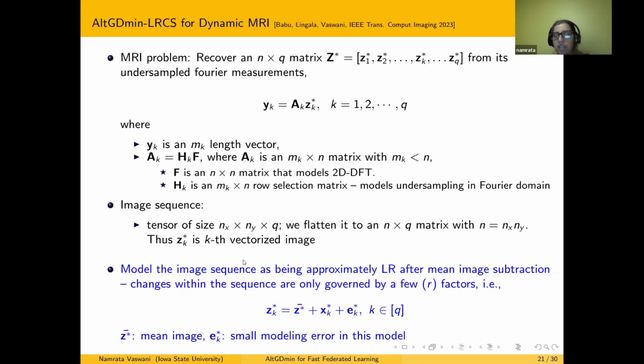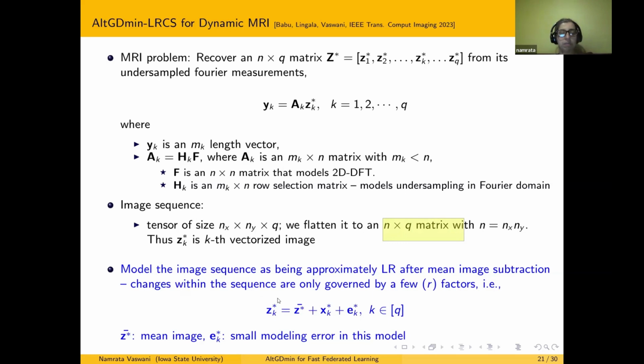So my last 15 minutes is the MRI application. I'll just tell you. In MRI, let's say Z star is my unknown matrix, unknown image sequence. Each column is one image. A_k can be written as H_k times F, where H_k is my row selection matrix, F is the N cross N 2D DFT matrix. Your image sequence is actually a tensor of size nx cross ny cross q, but you flatten it into an n cross q matrix.